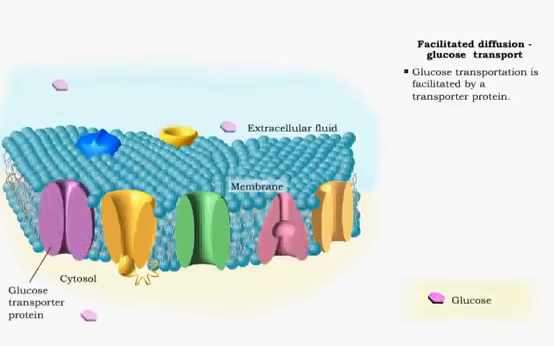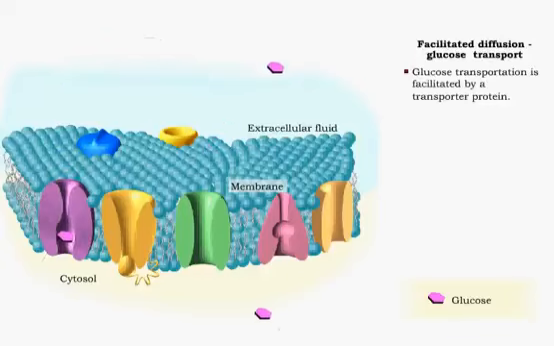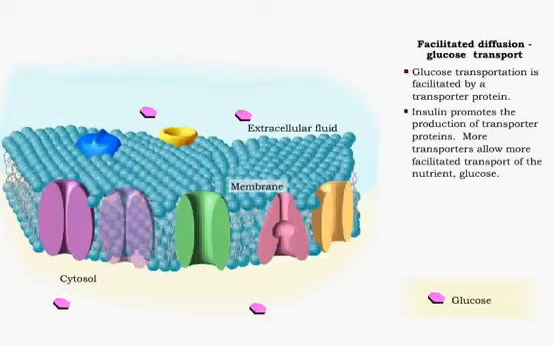Molecules like glucose bind with transporter proteins that change shape to facilitate the transport of the molecule. One of the roles of the hormone insulin is to promote production of transporter proteins.